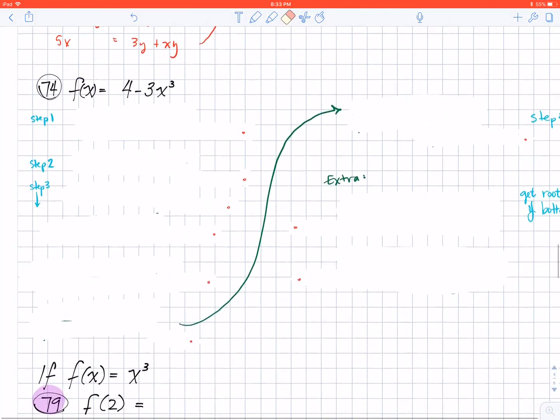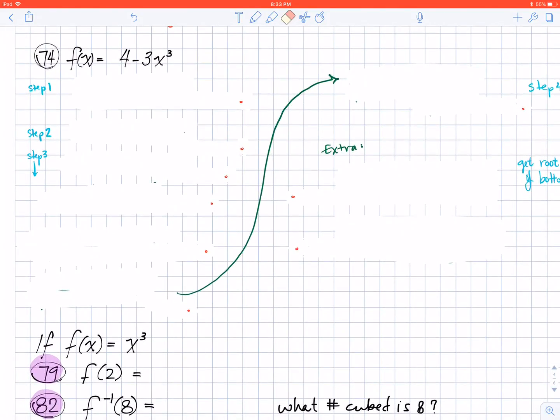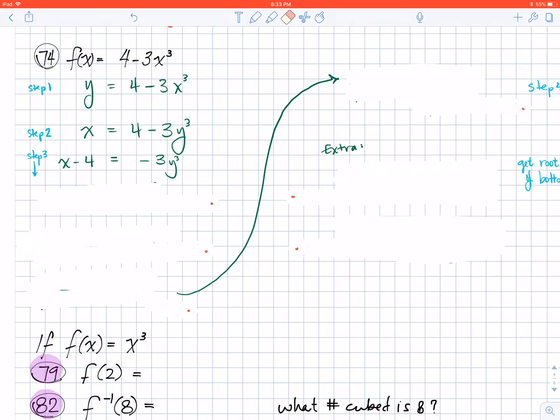I've also worked through number 74. I think you already have the work for this if I remember correctly, but I wanted to work through it again with you really quickly. Just one more, going through the 4 steps. Step number 1, get rid of your f of x, turn it into a y. Step number 2, trade the x's and the y's. Step number 3, start solving for that new y.